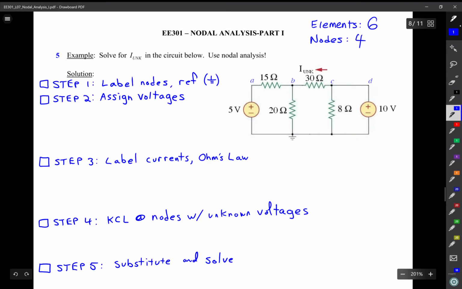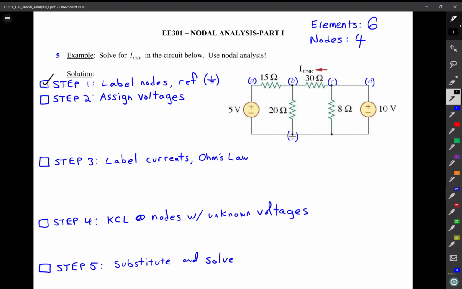Okay, so now that we've analyzed the circuit and see where our elements and our nodes are, let's label the nodes and reference. So here's A, node B, node C, and node D. Also, we have ground down at the bottom. So there's my reference, and I'm done with step 1. Next I want to assign the voltages and identify the known and unknown voltages.